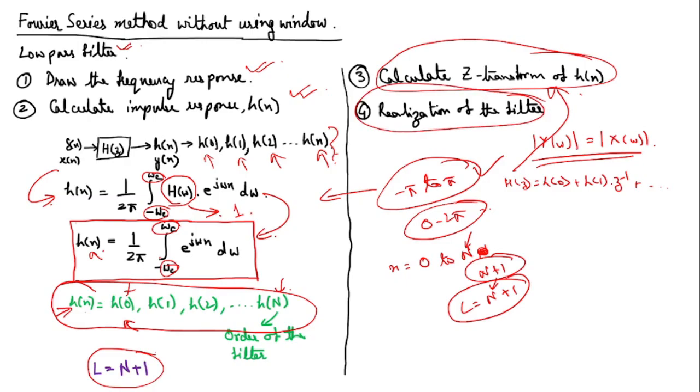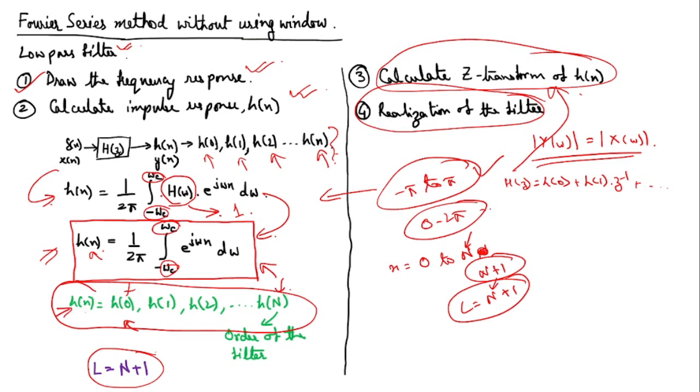Okay, so first, I am again repeating the steps. First we have to draw the frequency response. After we have drawn the frequency response, we have to calculate the limits for this equation: h of n equals 1 by 2 pi, for a low pass filter, integral of minus omega c to omega c, e to the power j omega n d omega. Okay, so we will solve this thing.